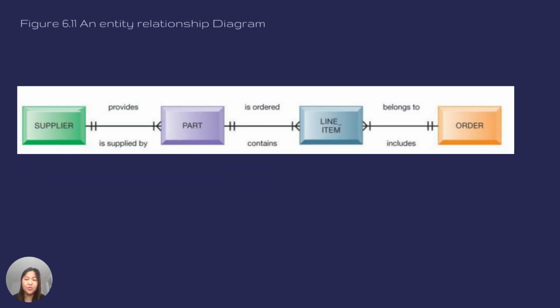This diagram shows the relationships between the entities supplier, part, line item, and order that might be used to model the database in the last figure.